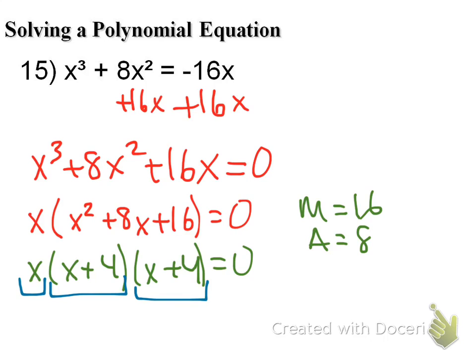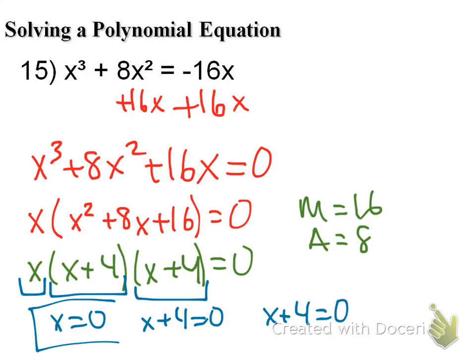All right, each factor equal to 0. x equals 0. x plus 4 equals 0. x plus 4 equals 0. So x equals 0, that's already solved. 0 is a solution. You get the same thing for these two equations. You only have to write it once, okay? So x equals negative 4, you only need to write once.